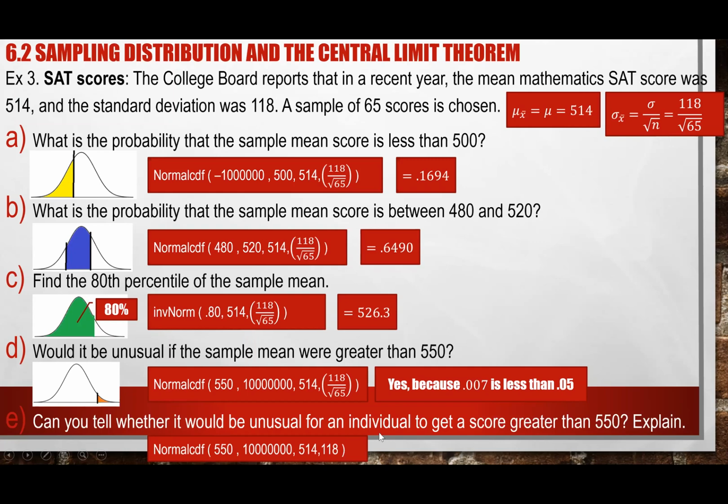We are working with the population, so the standard deviation will be 118. The difference between these two problems is that in E, we are not working with a sample. We work with the individual, and we compare that to the population, so we don't need to do any adjustment. Therefore, the probability here is 0.38, which is bigger than 0.05. So this is not unusual. No, it's not unusual. Okay.